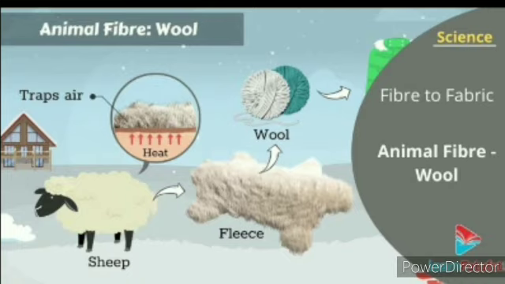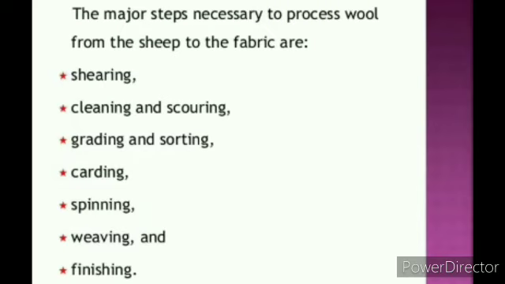Now let's start the process of making wool. The major steps necessary to process wool from the sheep to the fabric are shearing, second is cleaning or scouring, third is grading, fourth is carding, fifth is spinning, sixth is weaving, and final is finishing.